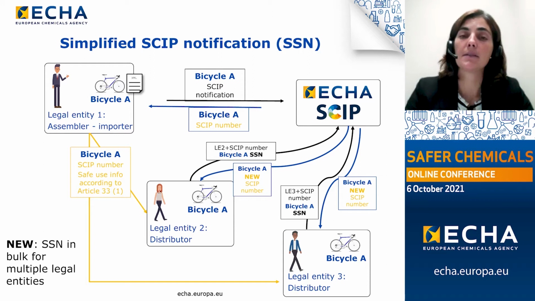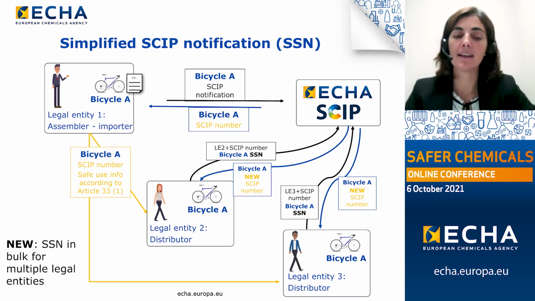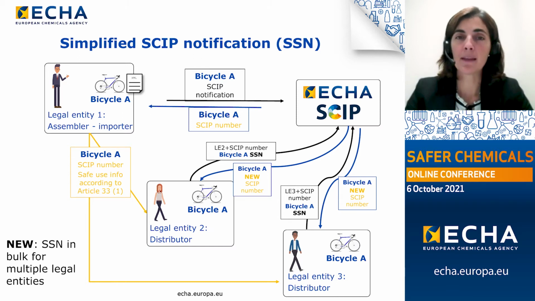Then legal entity 2 and legal entity 3 can submit a Simplify SCIP notification by just providing the SCIP number that they have received from the supplier of the bicycle. This SCIP number that is submitted is checked and validated, and if the number that has been provided is valid, ECHA will reply to legal entity 2 and legal entity 3 with the new SCIP number, also acknowledging the successful submission of the information.